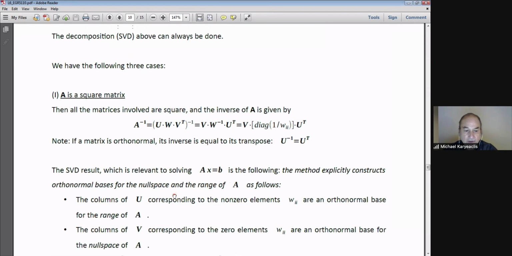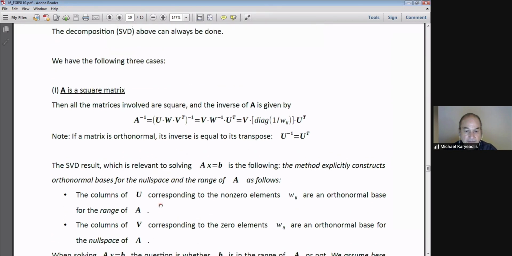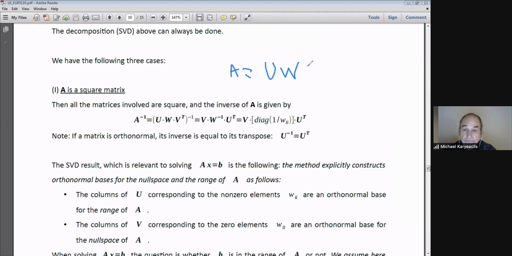Okay, so what is the bottom line? We'll come back. I'm not going to continue. We have 7 more minutes to finish, but this is the final result, all right? The columns of U, this is this one. Remember our splitting is this. So the columns of U correspond to the non-zero elements Wi. In other words, the Wi that have non-zero elements.